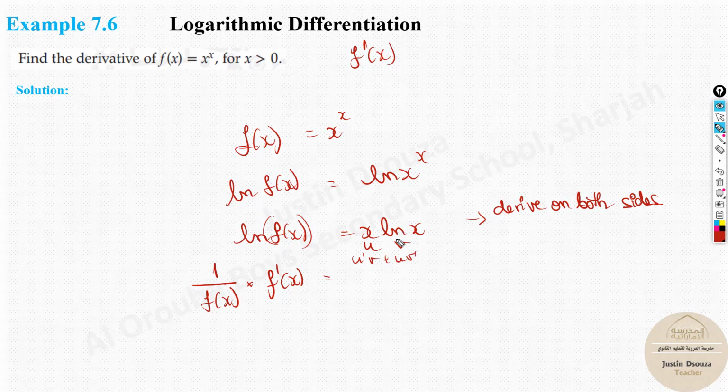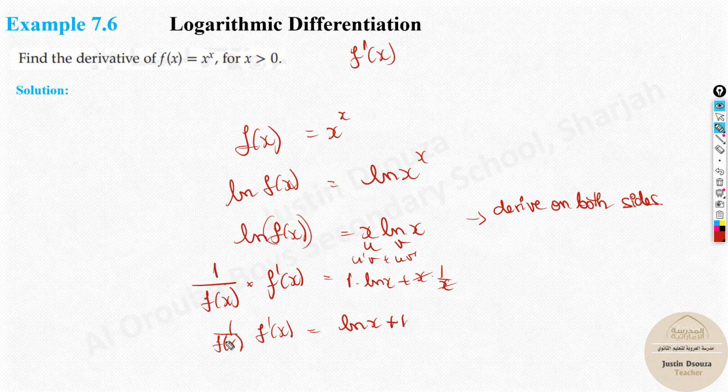In fact, we had the same problem. Here what happens? U dash v, it's 1 multiplied by ln x plus x into 1 by x. Now I'll keep this left side as it is, f of x, f dash of x, that is equal to ln x plus 1. This x cancels. Now here we are almost done, but we need only f dash of x.